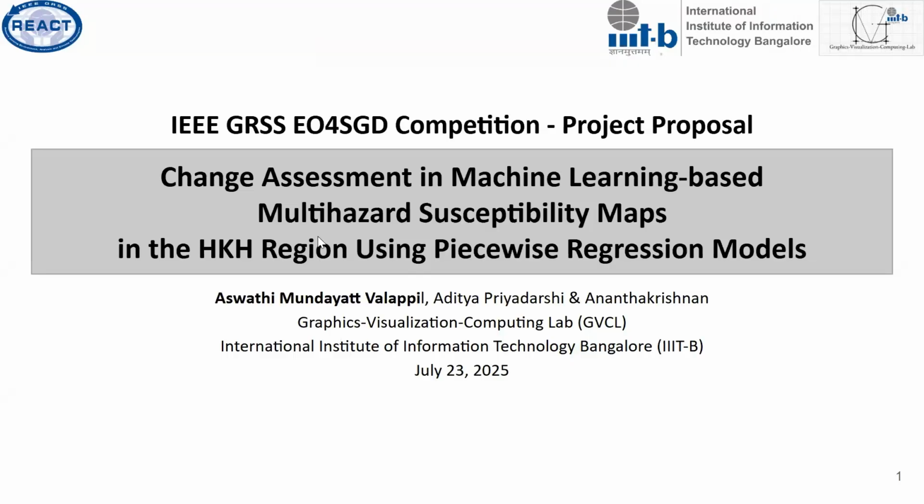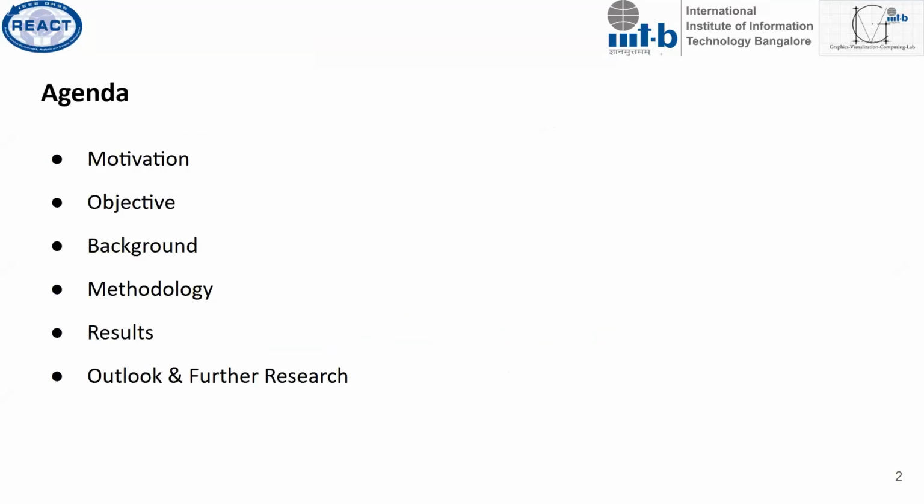So the topic of my project proposal, which I submitted for this competition, is change assessment in machine learning based multi-hazard susceptibility maps in the Hindu Kush Himalayan region using a piecewise regression model. Through these slides, I'll try to explain the motivation for selecting this particular topic, the objective of my project proposal, the background from which the work started, my methodology, my preliminary results, and how I'm going to take this work forward.